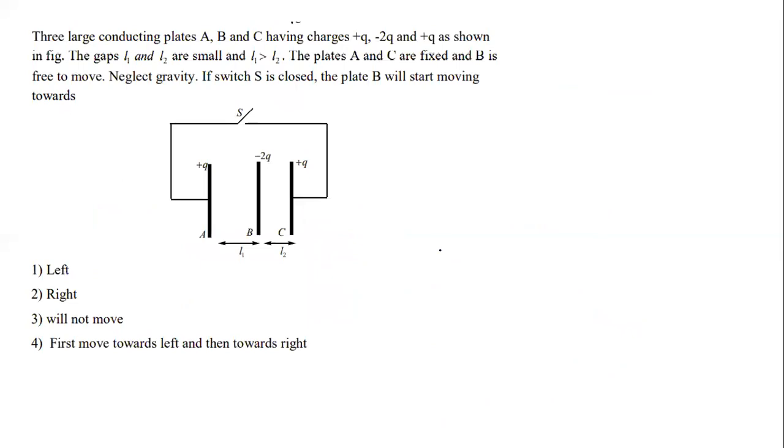Two large conducting plates A, B, and C have charges plus Q, minus 2Q, and plus Q as shown in the figure. Gaps L1 and L2 are small. L1 is greater than L2. The plates A and C are fixed and B is free to move. Neglect gravity. If the switch is closed, the plate will start moving. So here the gap is less, here the gap is more. So here capacitance, what happened? This capacitance is low because here a small charge will accumulate, here more charge will accumulate, so it is attracted towards the right.